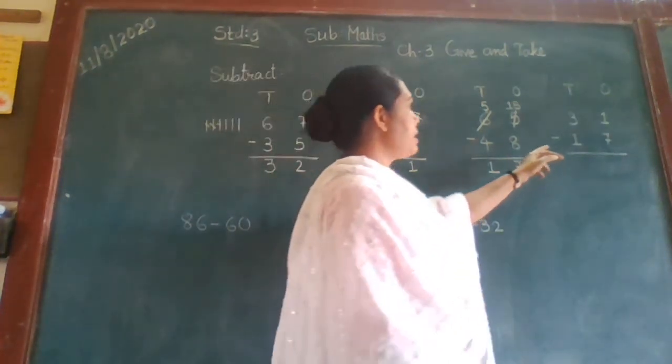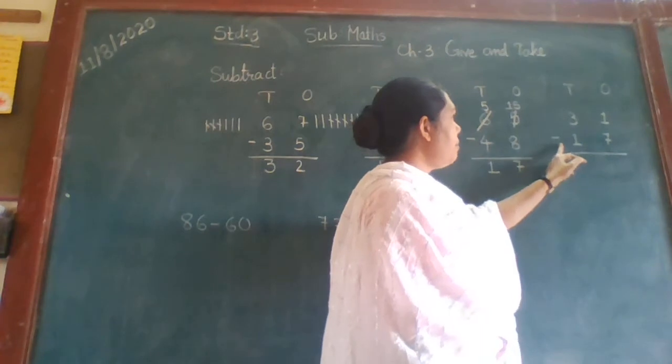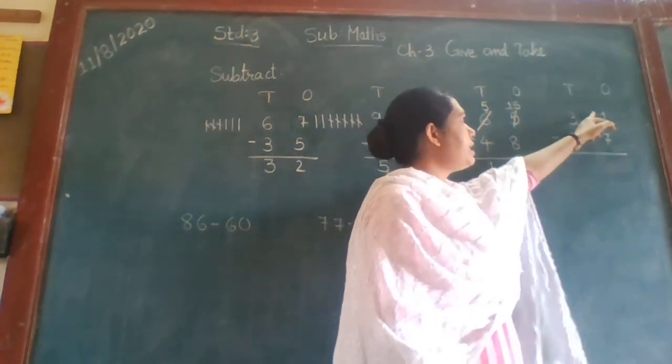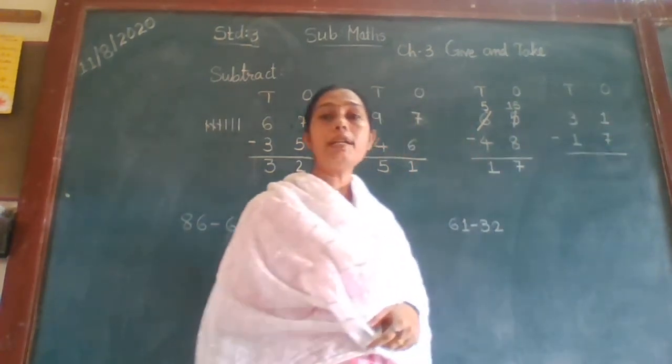Now see the third example. 31 minus 17. First we start subtraction from the ones place.